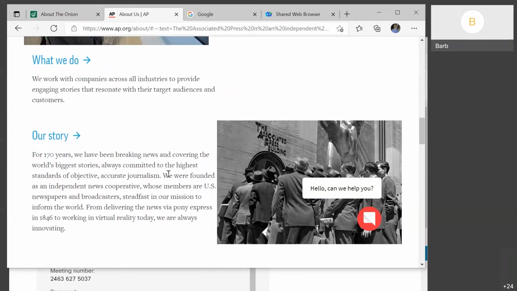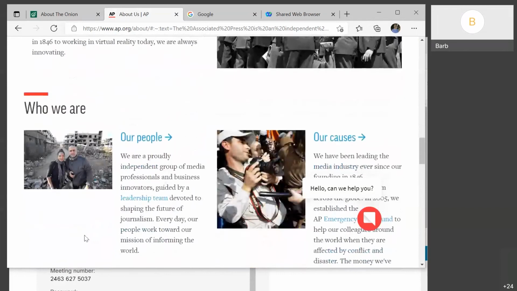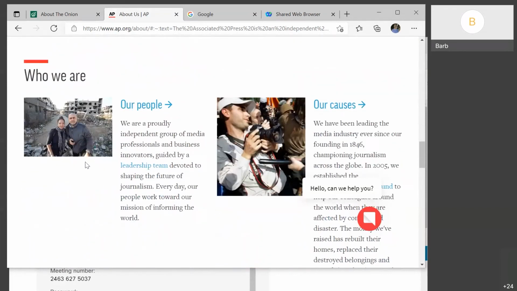But this describes them being founded as an independent news cooperative made up of U.S. newspapers and broadcasters. So it is a US-based organization. That's important to know, right? We could learn more about their leadership team if we wanted to.